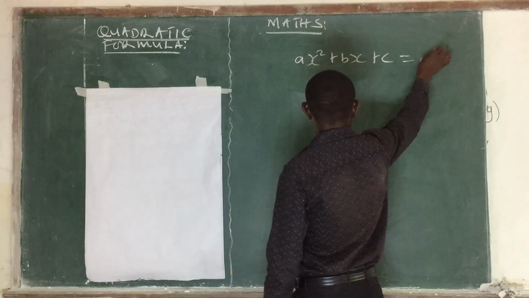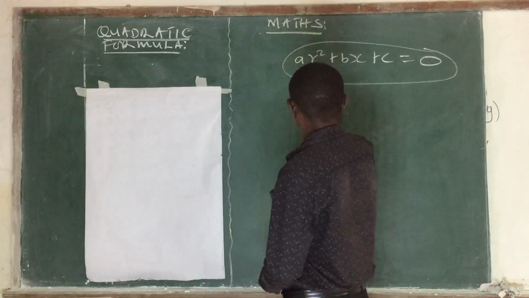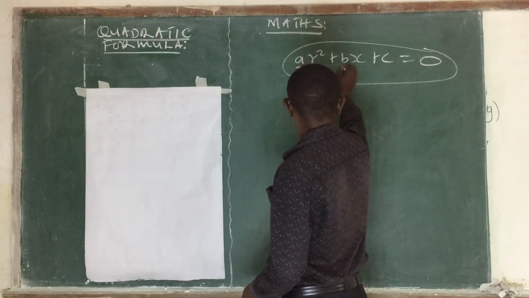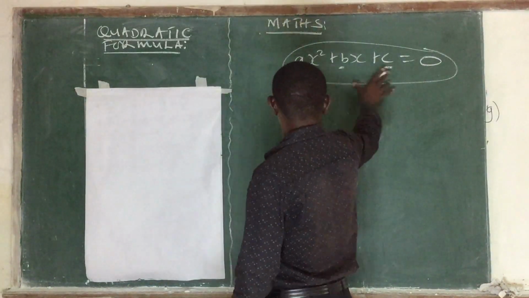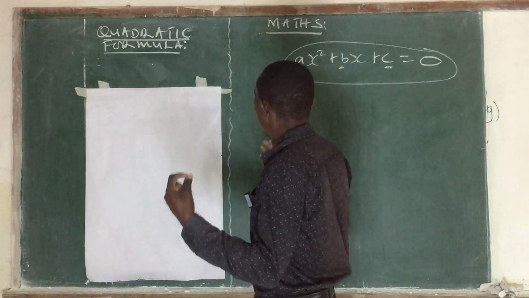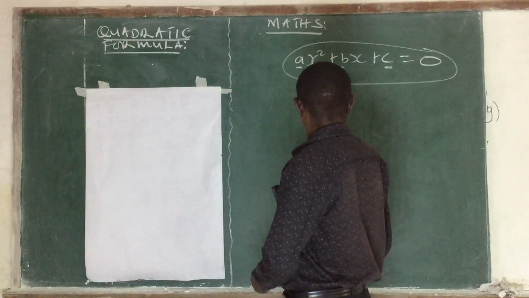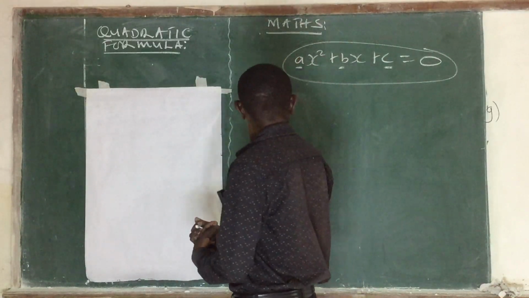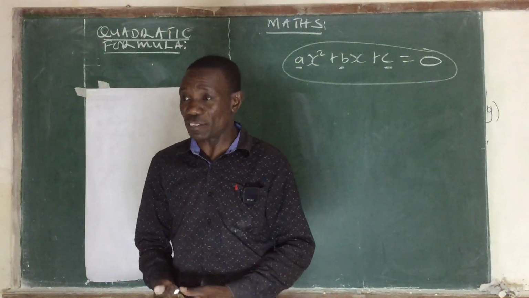So we're going to solve this equation, where we always consider the letters a, b, and c as constants, because this is general, and the formula that we're going to derive here will work for all kinds of quadratic equations. So how do we come up with the formula that can be used to solve quadratic equations in this case?